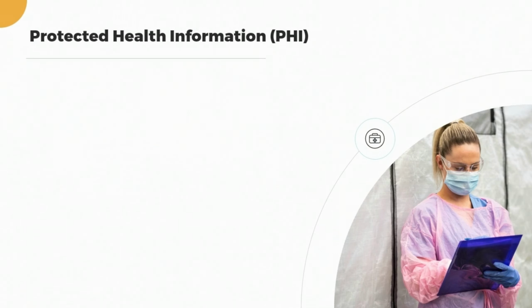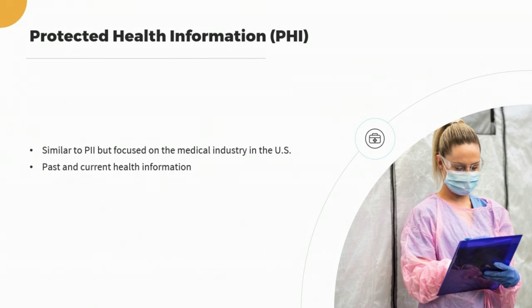On the medical side, we have PHI. It is similar to PII, except that it deals with the medical industry. If you are dealing with regulations like HIPAA, that would be focused on the medical industry in the United States. So PHI deals with both past and current health information. It might include information about future health-related details of your healthcare, payment plans, insurance coverage, and the like.